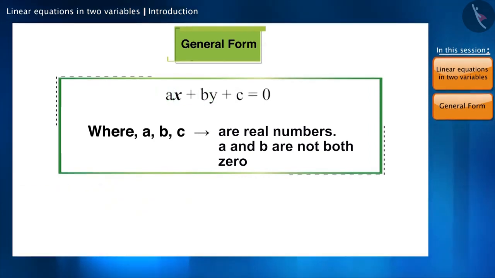Friends, an important point here is that a, b and c are real numbers. And both a and b cannot simultaneously be 0. Can you tell me why is this so? If both a and b become 0, both x and y term becomes 0. And we will be left with only a constant.